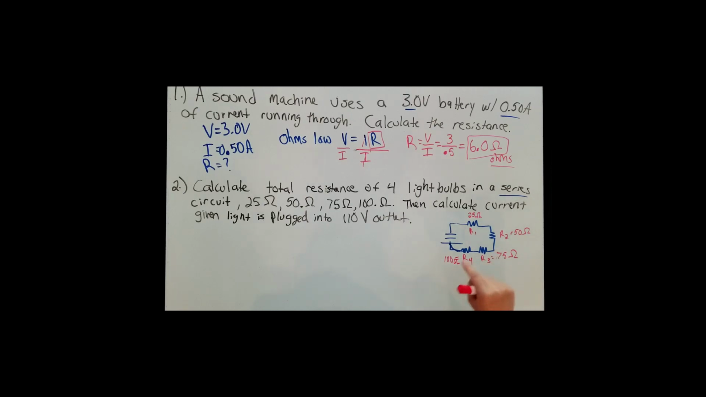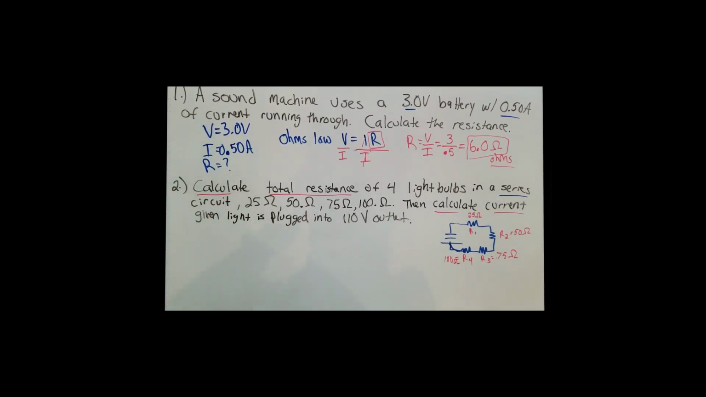All right, so I have 4 light bulbs in a series, one right after another, with 25, 50, 75, and 100. Okay, it wants us to calculate 2 things. The first part is saying calculate the total resistance, and then the second part is saying then calculate the current. And since it's a series circuit, it's the same current for each resistor.